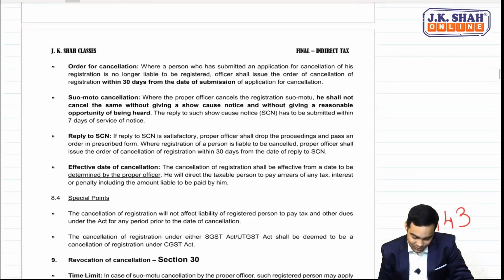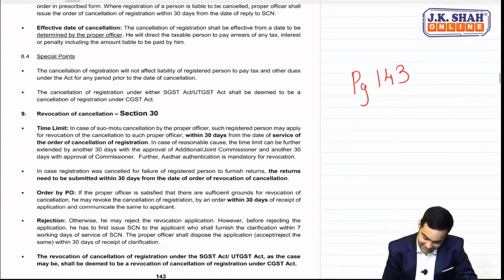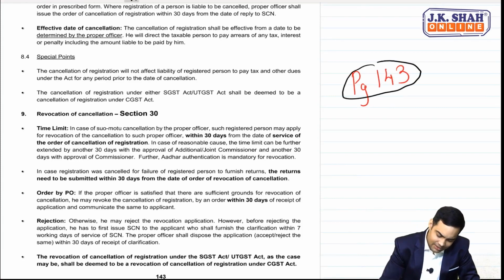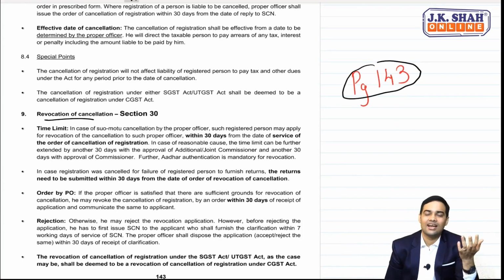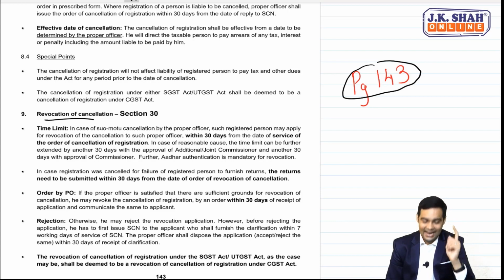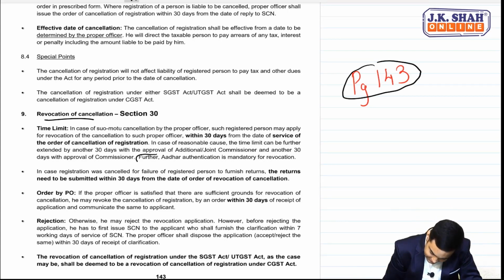Then come to page 143. Very small change. You remember revocation of cancellation? Revocation of cancellation is where officer has suo moto cancelled your registration. Such person can apply for revocation of cancellation. Last attempt, the amendment was he will get 30 days plus additional 30 days plus additional 30 days as may be approved by the officers. Now, what has been added? The addition is only this much.